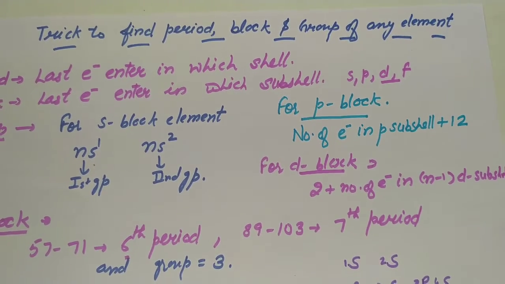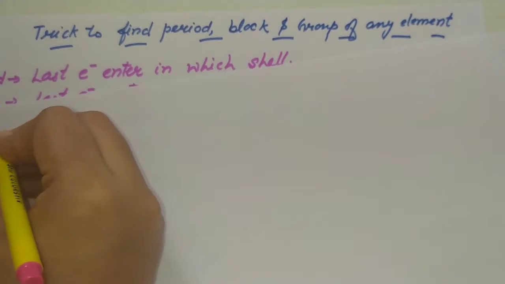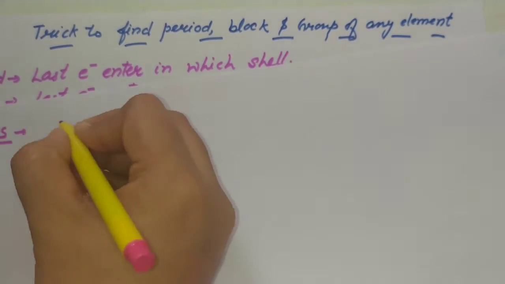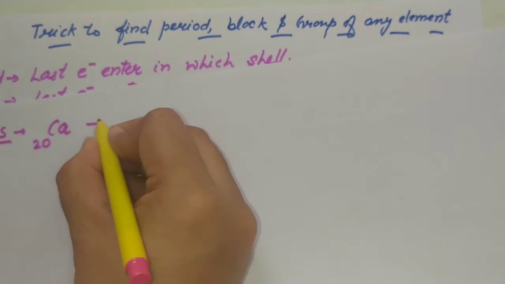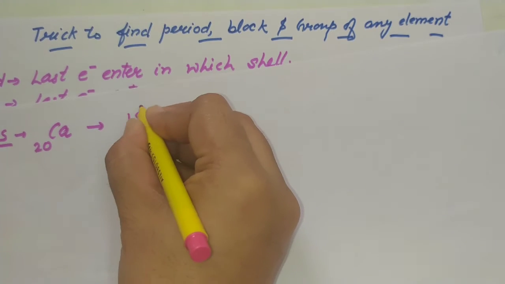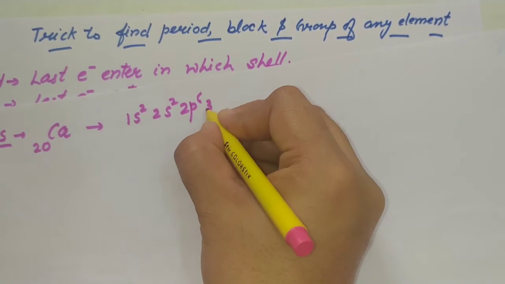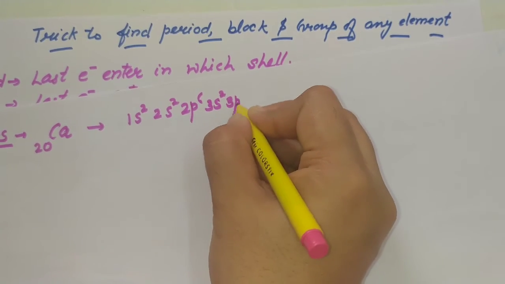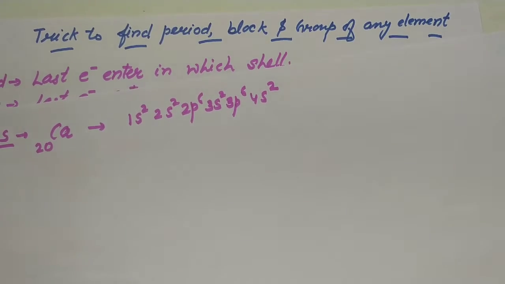Now I explain this trick with the help of an example. I am taking an example of an S block element, calcium. Calcium's atomic number is 20, and its electronic configuration is 1s2, 2s2, 2p6, 3s2, 3p6, 4s2. This is the electronic configuration of calcium.